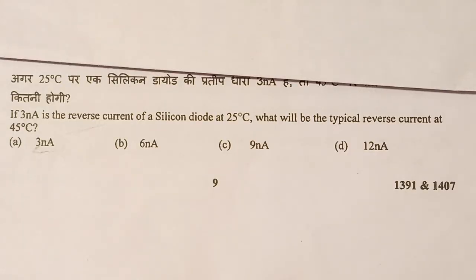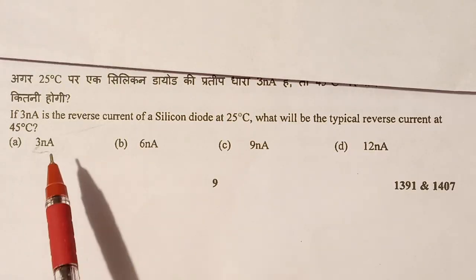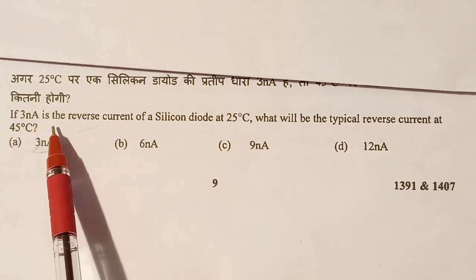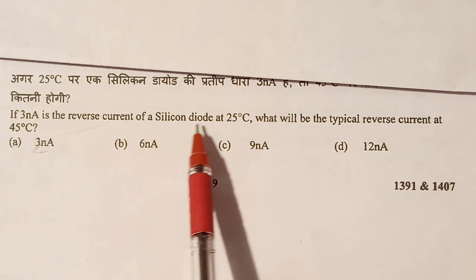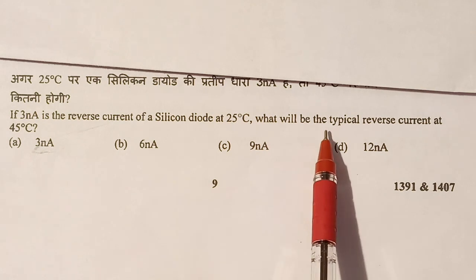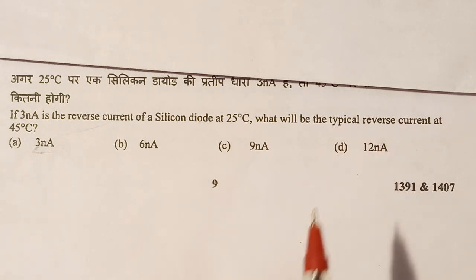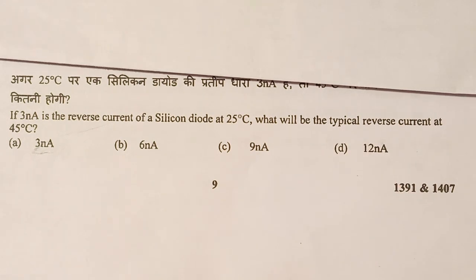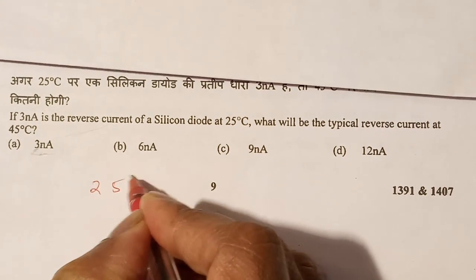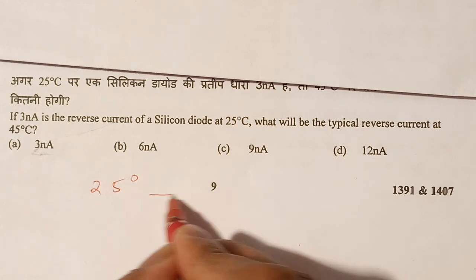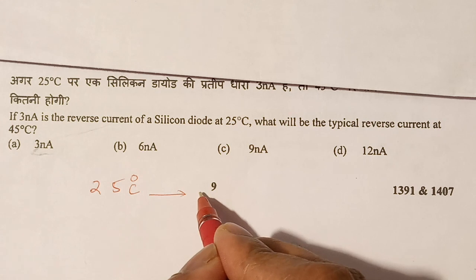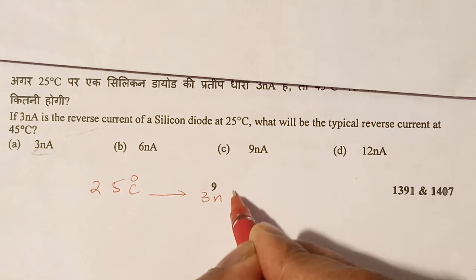Next question, number 41. If 3 nanoamps is the reverse current of a silicon diode at 25 degrees Celsius, what will be the typical reverse current at 45 degrees Celsius? So at 25 degrees Celsius, the reverse current is 3 nanoamps.